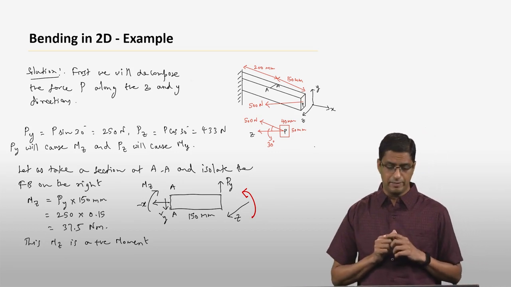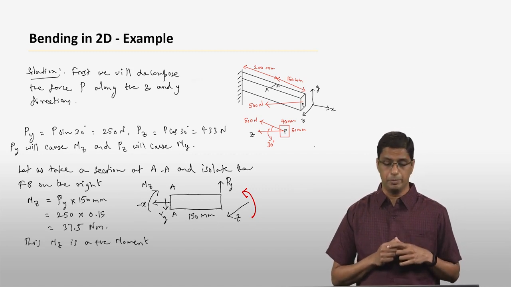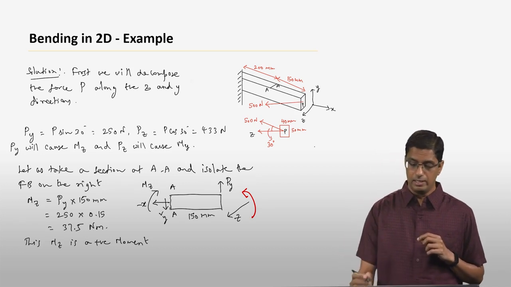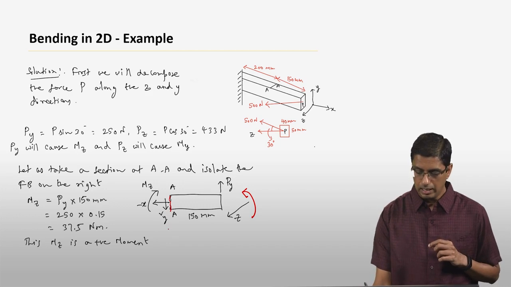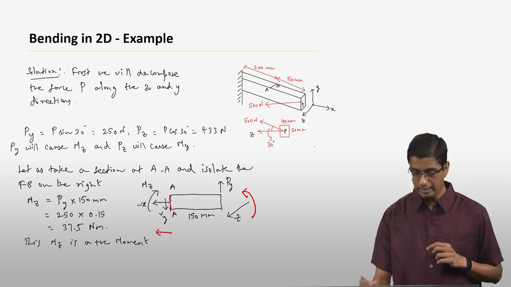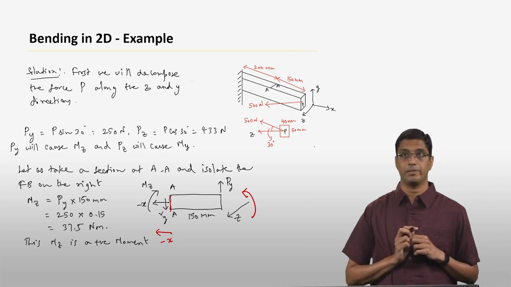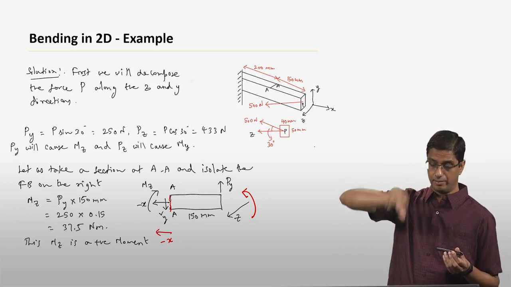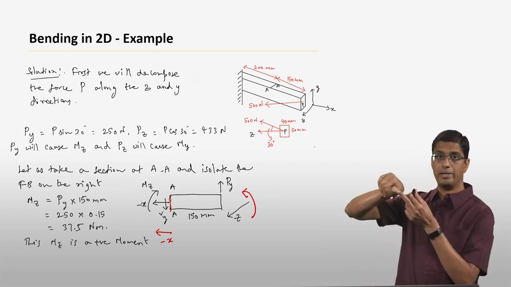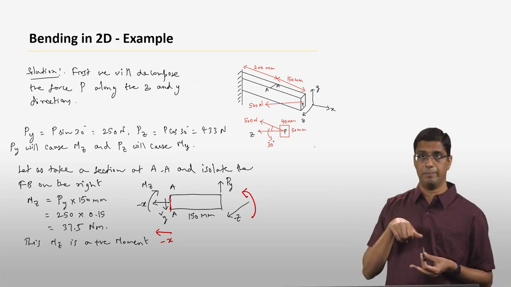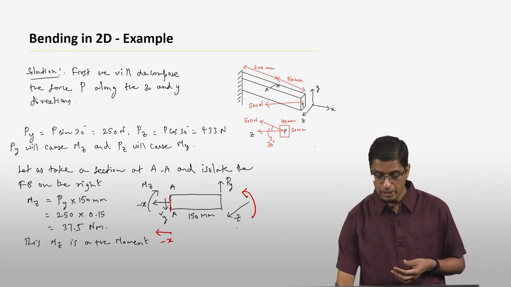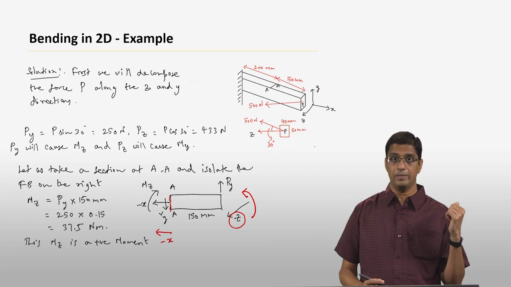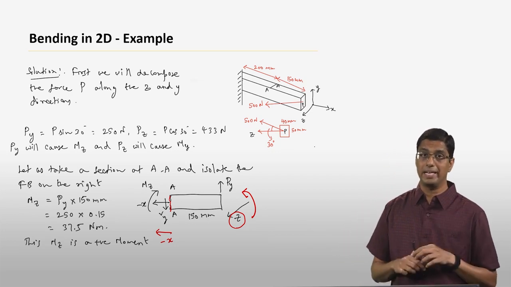The question is whether this Mz is a positive moment. It is a positive moment for the following reason. If you look at this section here, the normal to that section is the minus x-axis. Now if you use your right hand rule and curl your fingers along the direction of this Mz, then your right thumb will be pointing into the plane of the paper. But your z-axis is pointing out of the plane of paper.